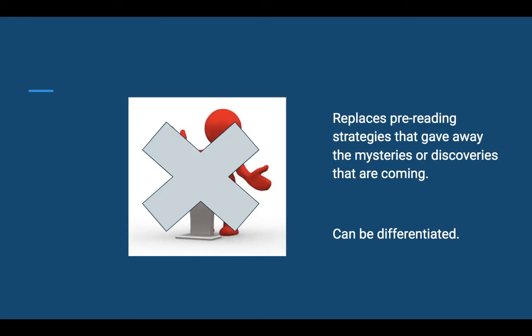So the context text would usually replace any pre-reading strategies that gave the mysteries or discoveries away. For example, where a teacher would give a lecture on World War II before students read The Boy in the Striped Pajamas and gave the students the historical background.